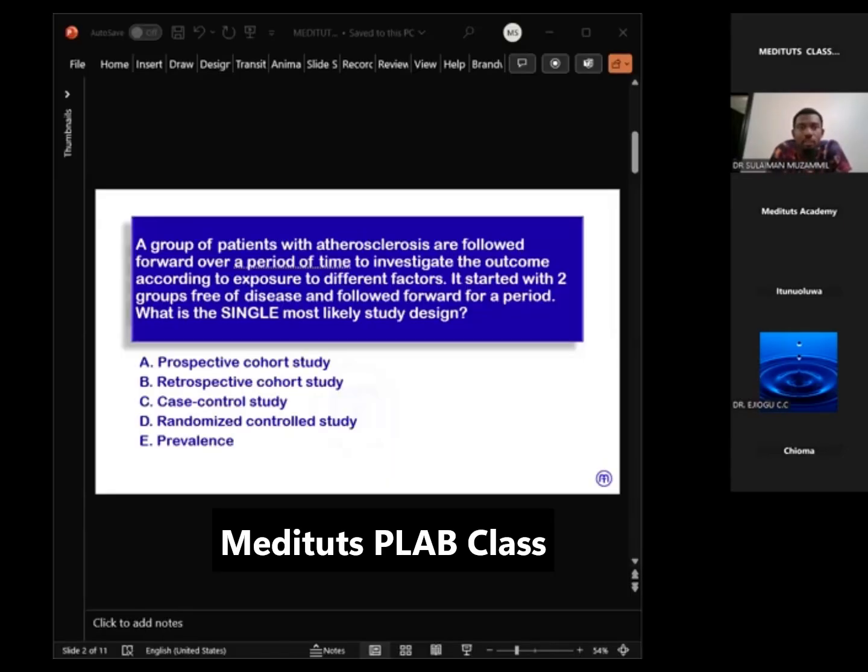We're writing an exam. We are writing an exam that is basically a clinical exam. As writing PLAB means you're going to practice clinical medicine. And this does not look like clinical medicine.